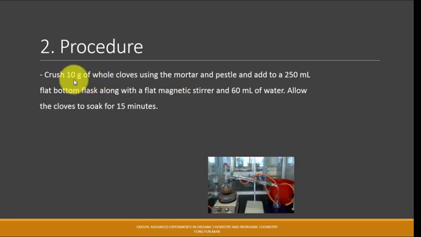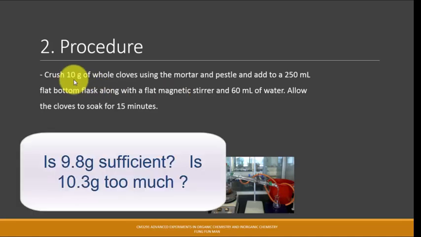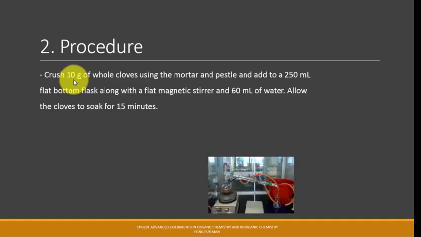10 grams we stated. Can you add 11 grams? Can you add 9 grams? What do you think? Do we have enough clove oil from the 10 grams of clove?